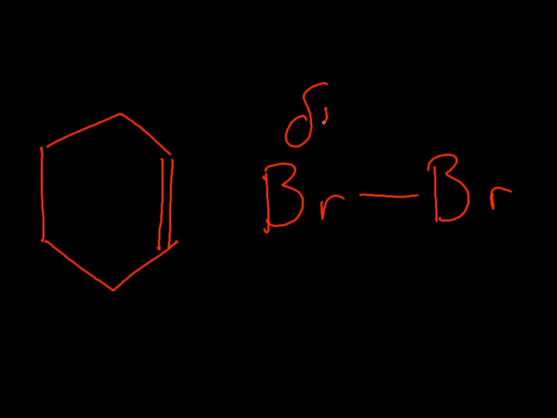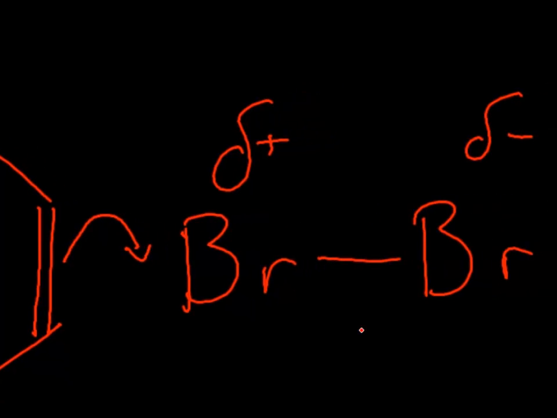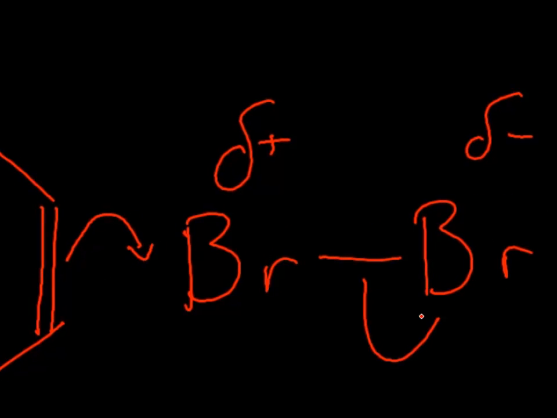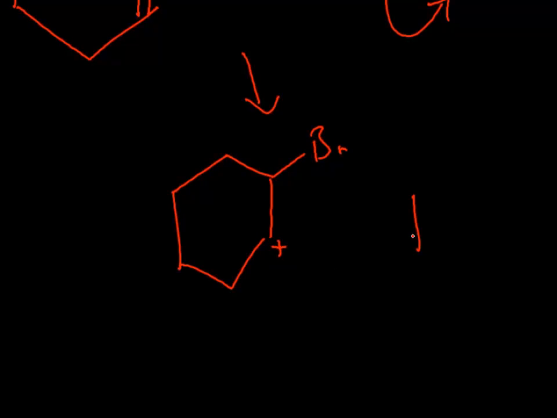That means that there's a high electron density, and so when the bromine molecule gets near to the alkene, the bromine molecule polarizes. An electron pair from the pi bond can attack the bromine molecule, and that breaks the bromine-bromine bond. We end up with a carbocation intermediate and a bromide ion.